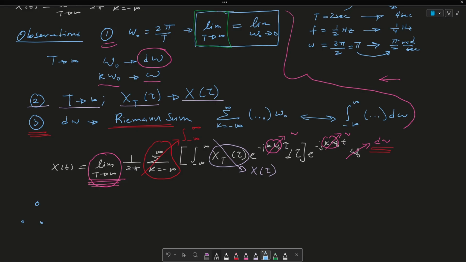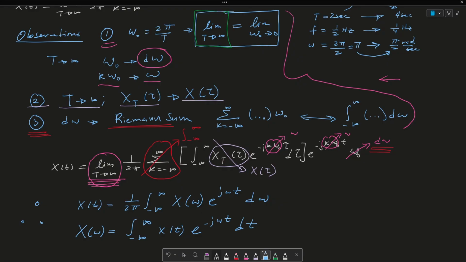So therefore, we can write these two nice clean equations where I can say that x of t is equated to 1 over 2 pi integrated from negative infinity to infinity of X of omega e to the j omega t d omega, or change in omega, where capital X of omega is equated to the integral from negative infinity to infinity of x of t e to the minus j omega t dt, where again this here is your inverse Fourier transform equation, and this here is your Fourier transform equation.